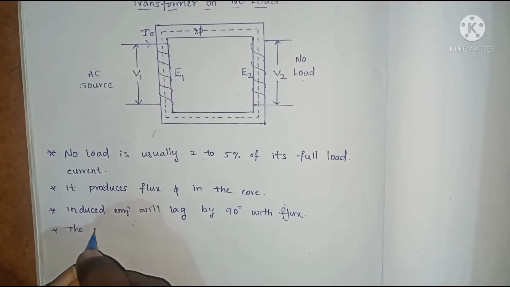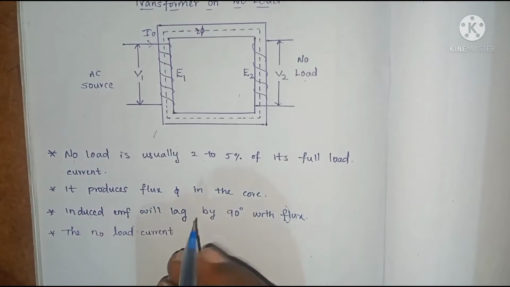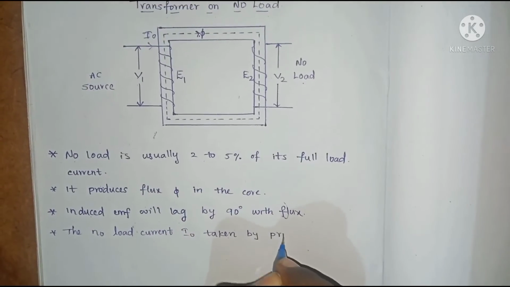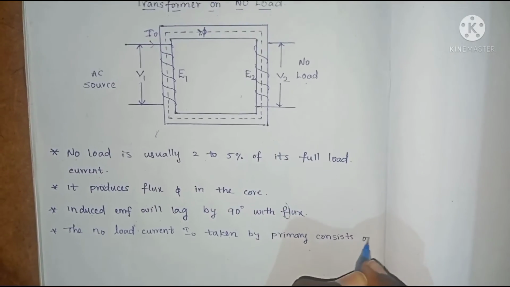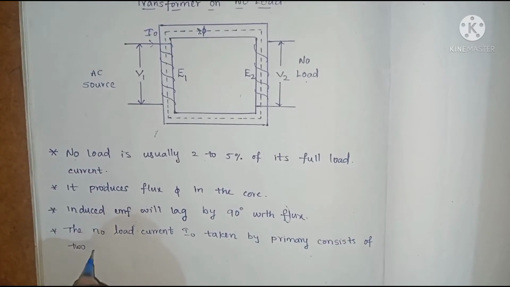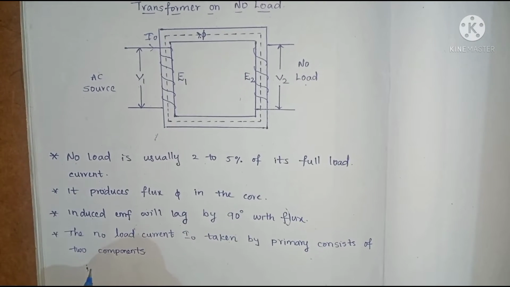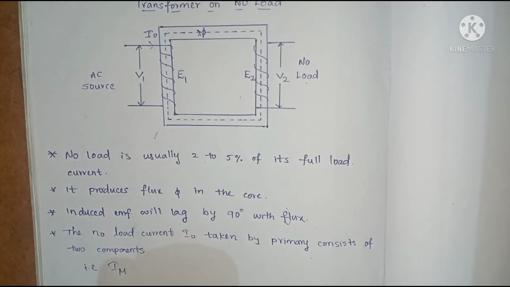The no-load current I0, which is taken by the primary, consists of two components, that is, the magnetizing component and the active component or working component.